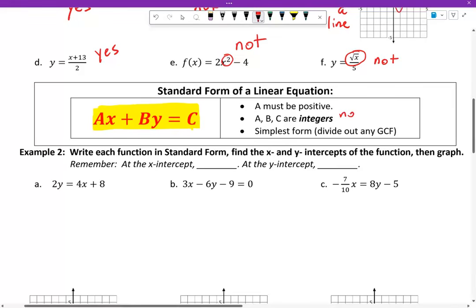So we want no fractions in our standard form. And also we want this to be in simplest form, so we'll divide out any GCF if possible. We're going to write each function here in standard form, find the x and y intercepts, and then graph them. Now remember, at the x-intercept, y equals 0. And at the y-intercept, x equals 0. So we'll use those two facts to find our intercepts when we get there.